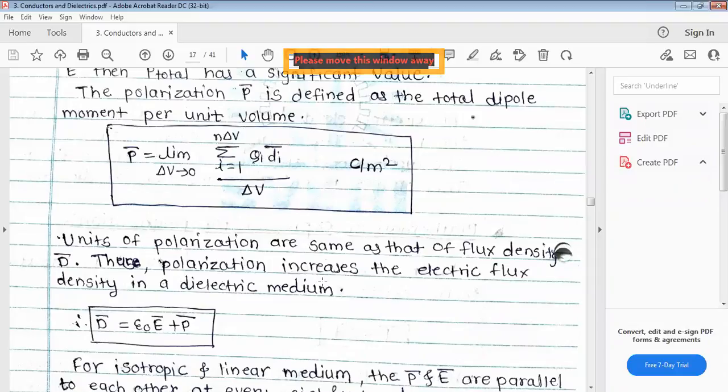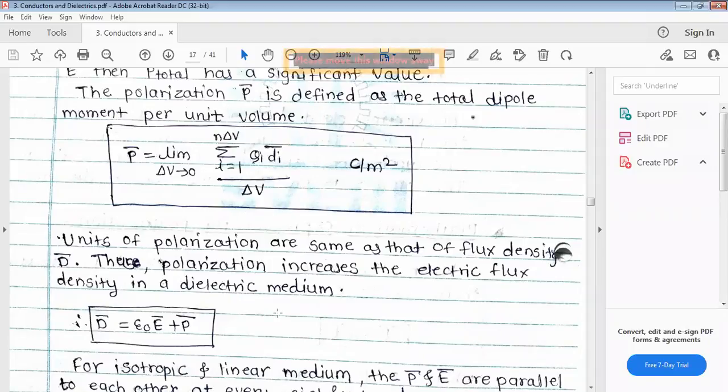Remember. And if you don't remember, you can write such formulae somewhere at the top side of your notebook. If you are going through any point, you just check what you have written, then you can remember. Likewise, you can also practice. So this polarization is increasing the electric flux density. This point we have already seen.